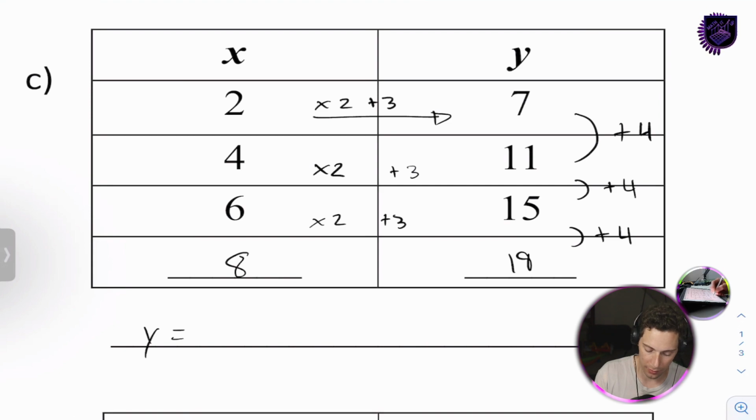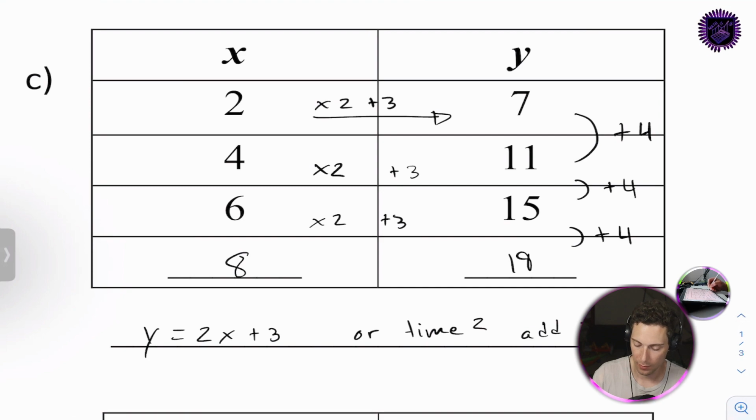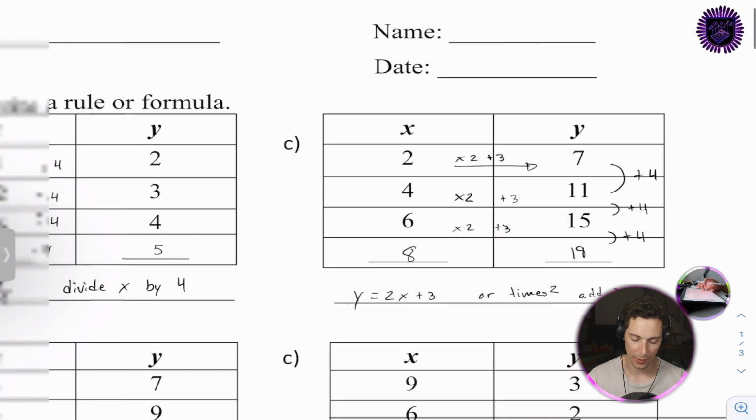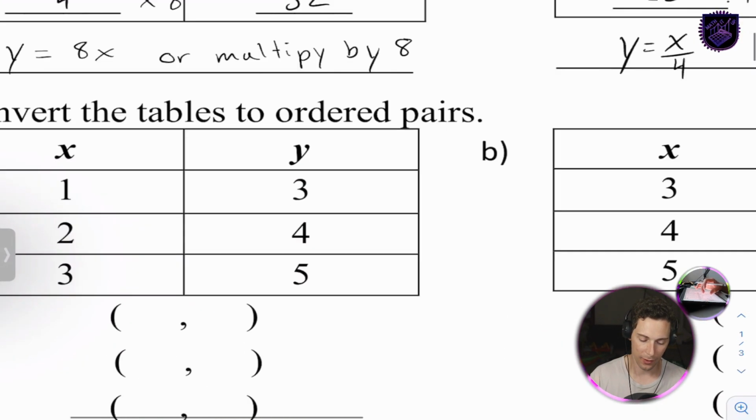Y is equal to 2 times x plus 3, or times 2, add 3. All right, convert the following tables.